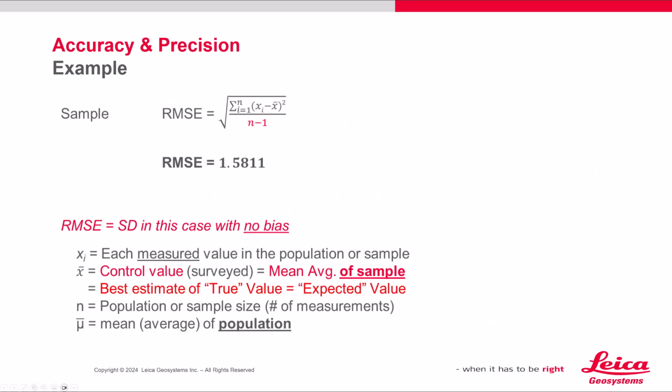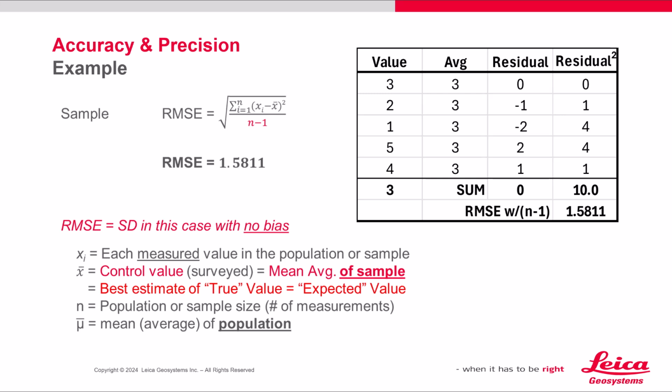Let's take our sample. We already calculated the RMSE of 1.581. Now, you're like, well, that's the same number we've got for standard deviation. Yes, that's because we did not have any bias in this one. So that's a little bit of a magic trick there.